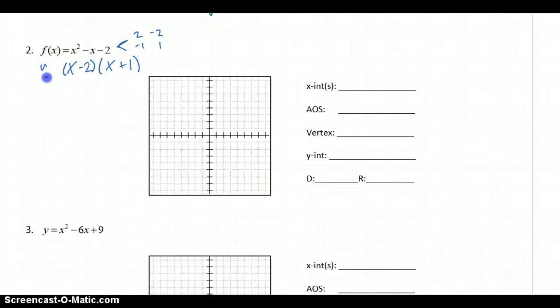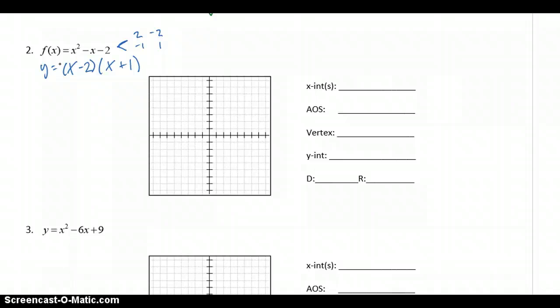Okay? If you need to brush up on your factoring skills from last chapter, Power Lunch would be a great way to do that. You can look back at the notes or the videos from last chapter, but you will need to remember how to factor. Right? So we have this in factored form.